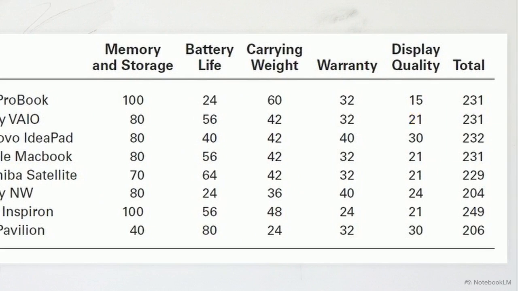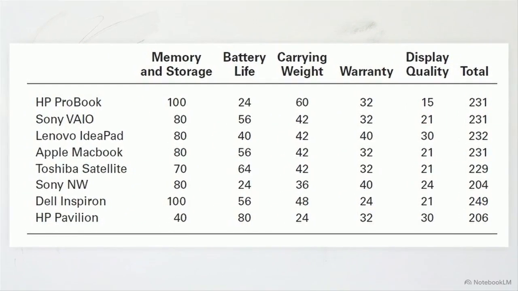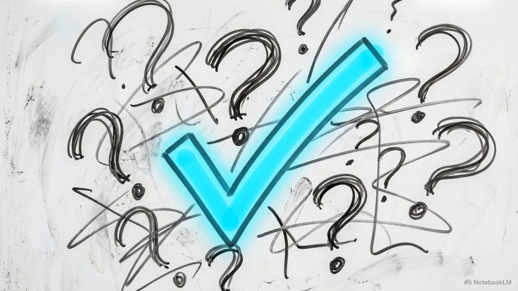Finally, add the numbers horizontally across each row. The alternative with the highest total is your mathematical winner. Here, the Lenovo IdeaPad edges out the competition with a 232. Completing this specific multiplication process removes ambiguity. It elevates a choice from a subjective guess to an objective, maximized decision.